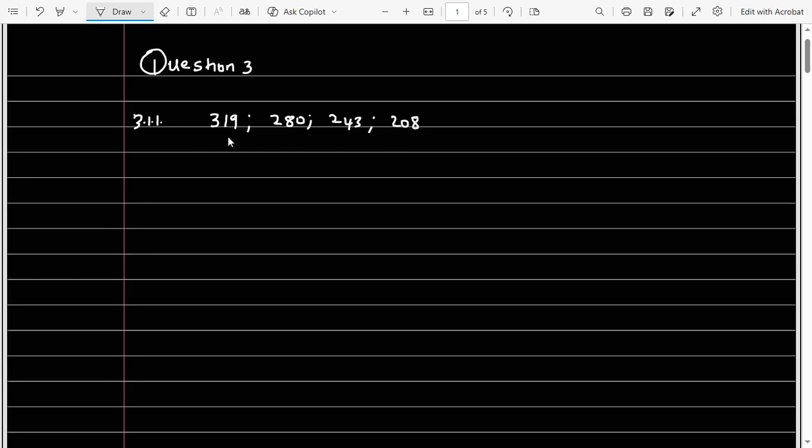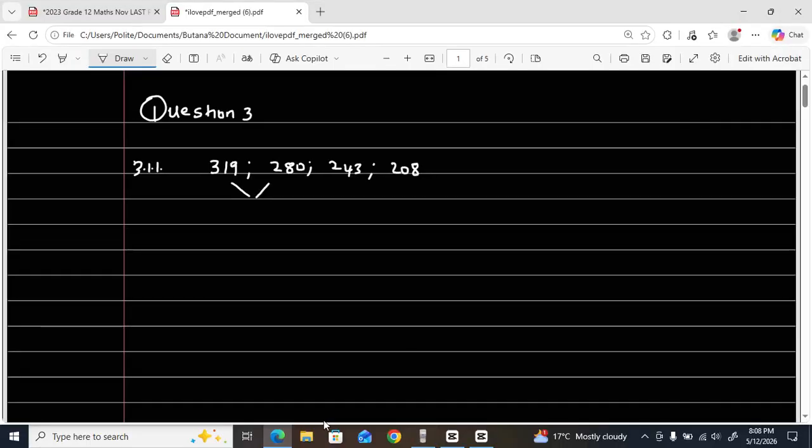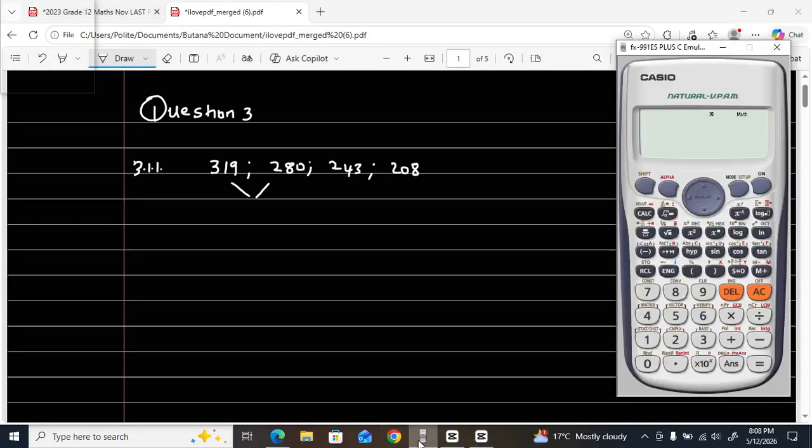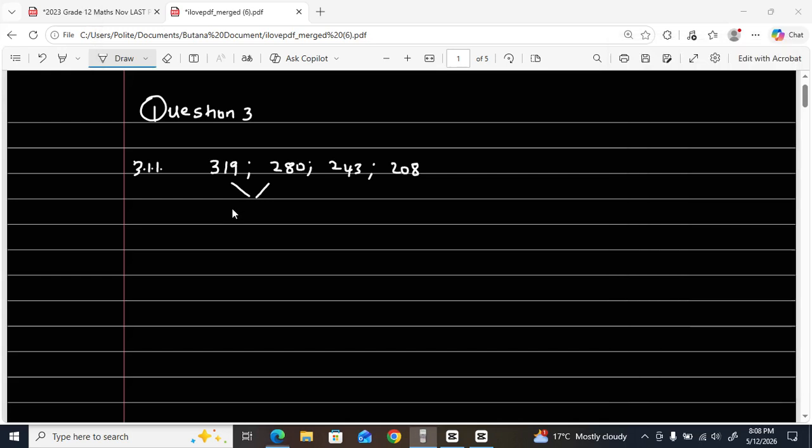Then now let's find the first difference of this term. So we're going to say 280 minus 319. Okay, let's see what we get there. We're going to take the 280, we're going to minus 319. This gives us minus 39. So I'm going to write minus 39 here. Then the difference between those two.